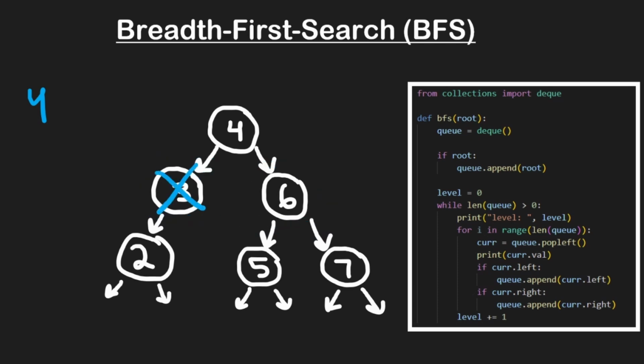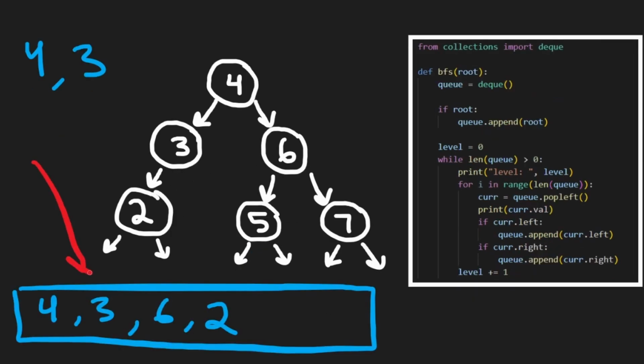So we pop it, we print it, we check its children. It has a left child, so we add it to the queue. It does not have a right child, so we don't add it to the queue. So we've printed 4 and 3 so far. So our queue is going to look something like this.